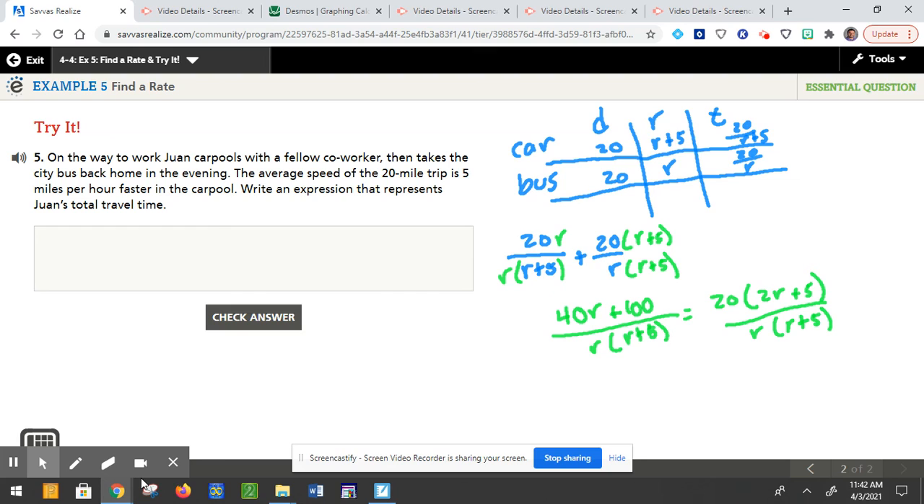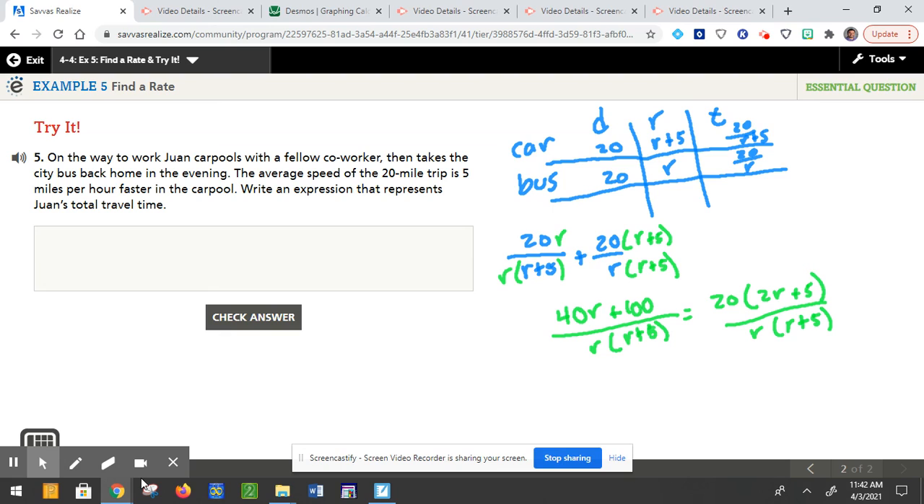First thing we did is set up a chart just like on the last one. The distance for both riding in the car and riding on the bus is 20 miles. The speed in the car is 5 miles per hour faster than the bus, so it's r plus 5 for the car and r for the bus. Time is 20 over r plus 5 for the car and 20 over r for the bus.